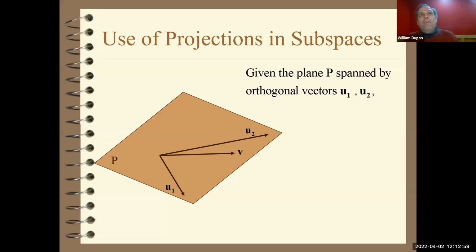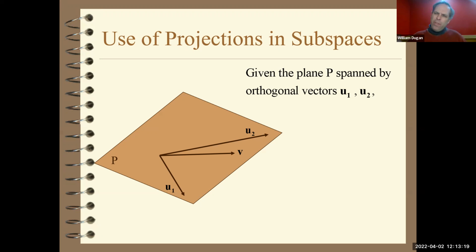So far, the way I've introduced projections is a projection upon a single vector. And in the previous lessons, I showed you how to use projections to express a single vector as a linear combination of two vectors that span a space, or three vectors that span a space.